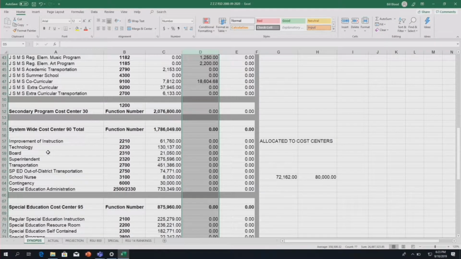There's whatever the school board is going to cost us, the superintendent, transportation budget, out of district transportation was something else, and school nurse and a contingency. So those categories we're going to take a look at. And these numbers over here, school nurse.